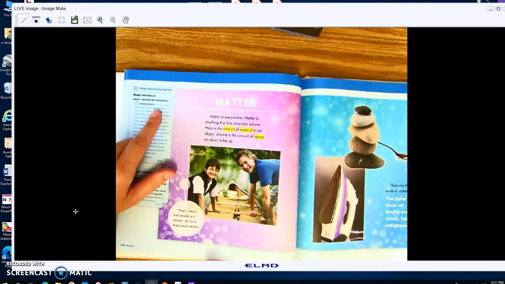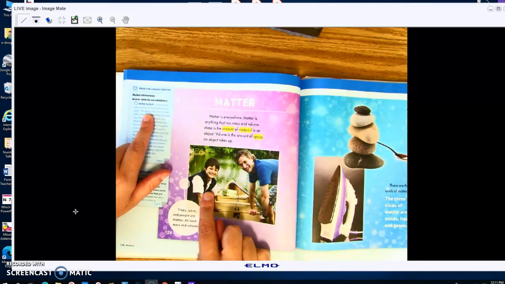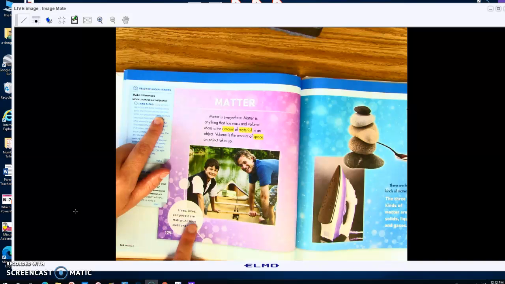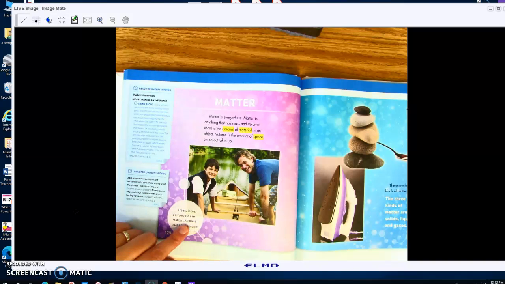So in the picture, I see a man and a boy holding onto a boat. The caption tells me that trees, lakes, and people are matter. All have mass and volume. So are you matter?